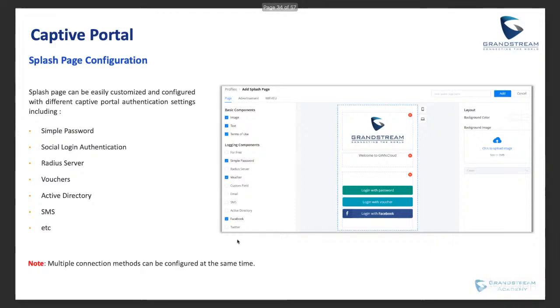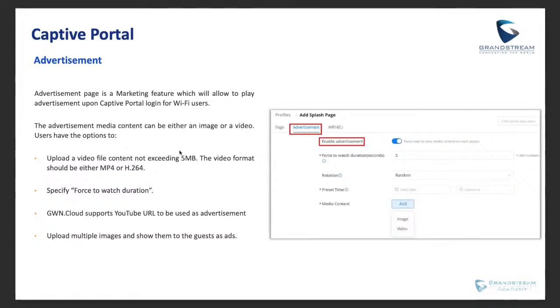You can also send them through social media, like maybe your splash page sends them to your Facebook, Twitter, or some other type of social media. So when they see the splash page, they have to connect with a voucher, with a password, or with their accounts. You can also add advertisement. This is just a marketing feature which allows you to play advertisement upon entering the captive portal. You can upload videos or multiple images that will be ads for your guests.